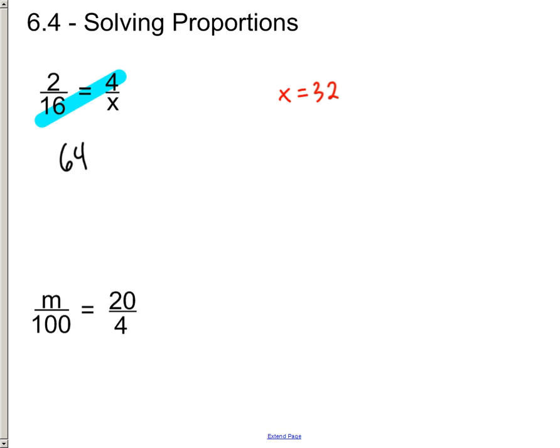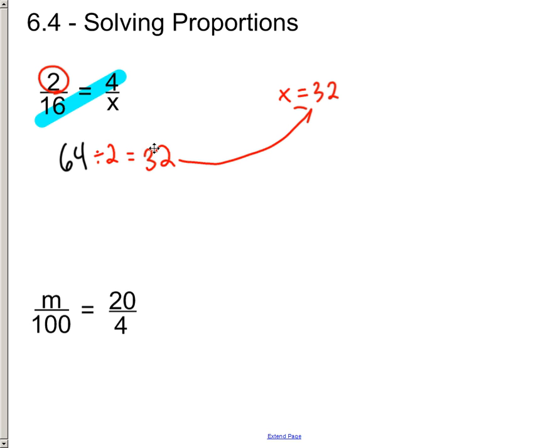But you'll notice that we have a number left over, and it doesn't have a partner to multiply with right here. And it's this 2. So after you've multiplied the two numbers that are diagonal from each other, you take this third number that doesn't have a partner, so to speak, and you divide it. So 64 divided by 2 will equal 32. And that's what we said x was before.